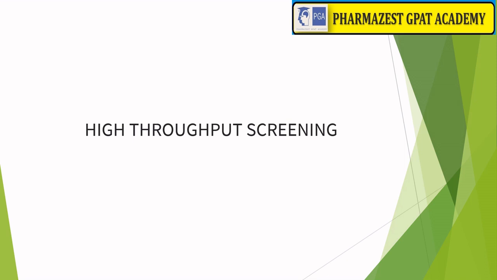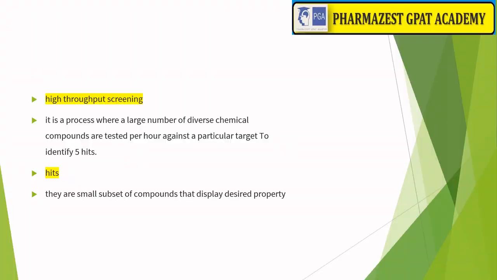Next, coming to another important topic in our syllabus, that is high throughput screening. It is shortly known as HTS. What do we mean by high throughput screening? It is an important topic in our CADD syllabus, that is computer aided drug design. In computer aided drug design, we use high throughput screening for the analysis of a large number of ligands to a specific target in a very limited amount of time.